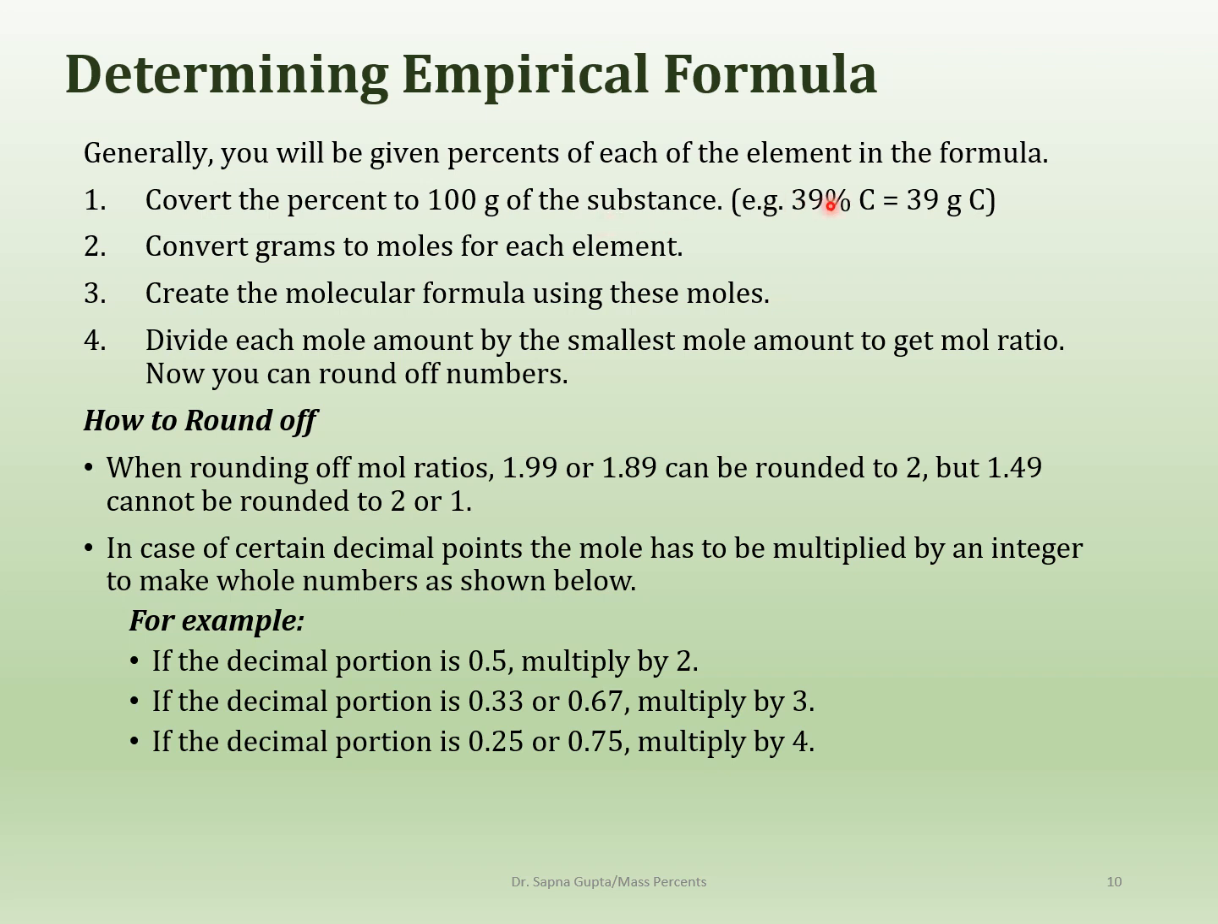So when you're given the mass percent of something, it means you can presume that you're dealing with 100 grams of a substance. So if you have 39% carbon, it means that you have 39 grams of carbon in 100 grams of the substance. So that's how you're going to presume.